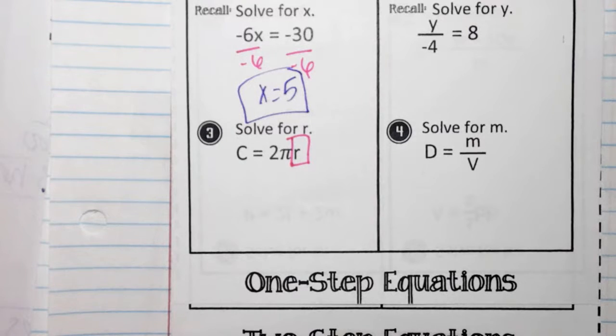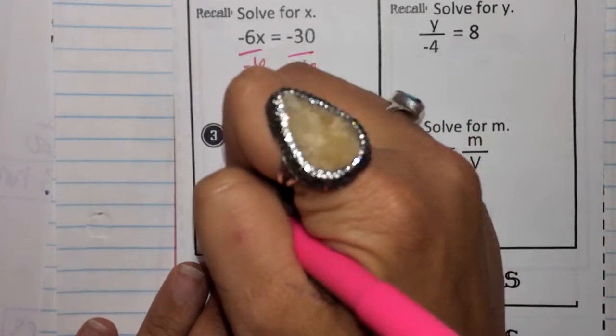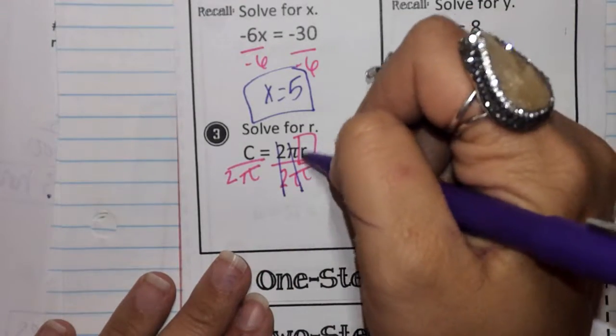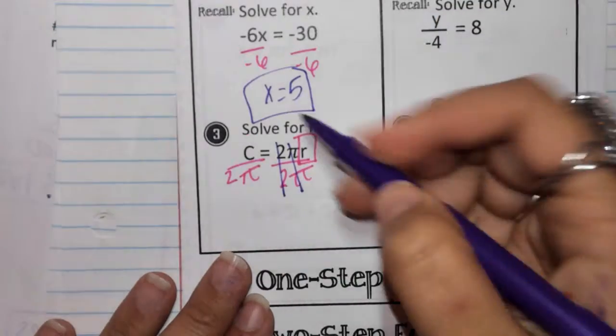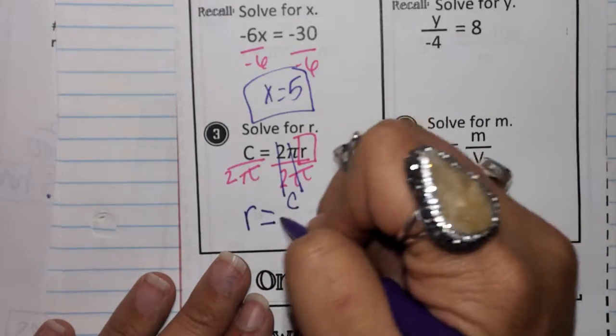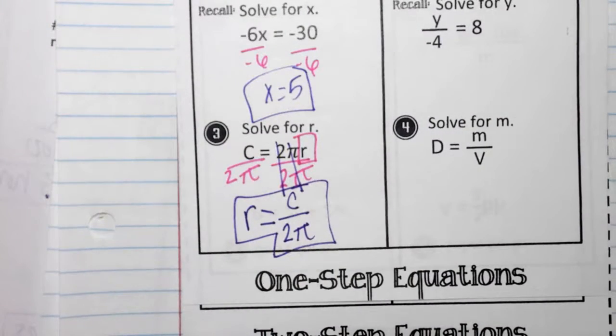If it's multiplied times r, what's the opposite of multiplication? So we're going to divide both sides by 2 pi. That cancels the 2, that cancels the pi. So what's left over here? There's an r right there, and we're going to write C divided by 2 pi. That's all you do. Anybody have any questions so far? Does that r mean radius? It does mean radius. So radius is the circumference divided by 2 pi.